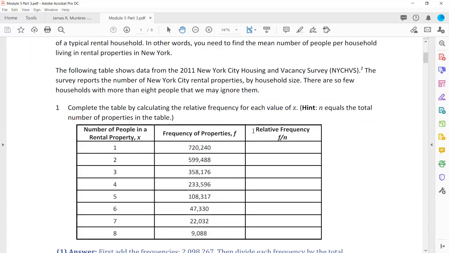How do we find the relative frequency? What's the meaning of the relative frequency in this case? It means: what is the probability that X is 1? It is the frequency of X equal to 1 over the total sum. It means that N is equal to the sum of all numbers in the second column.